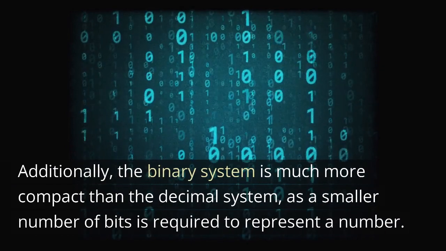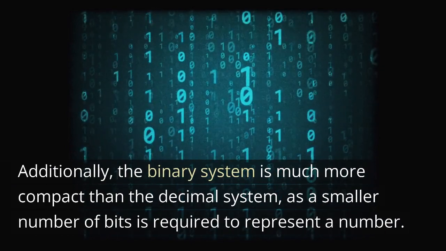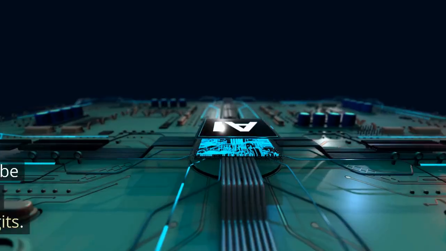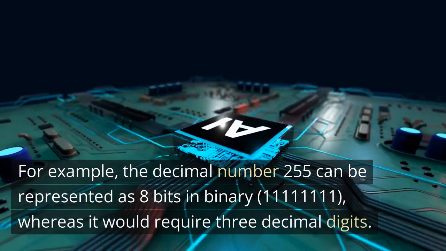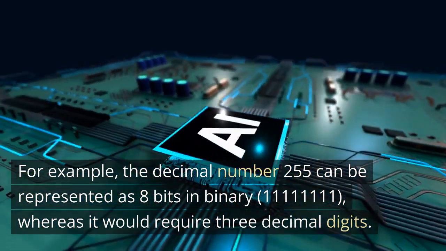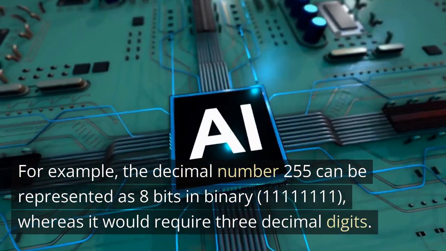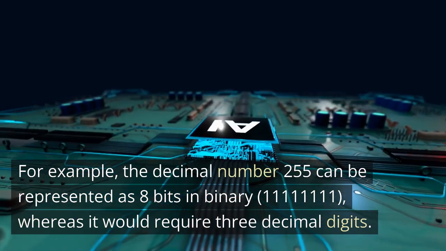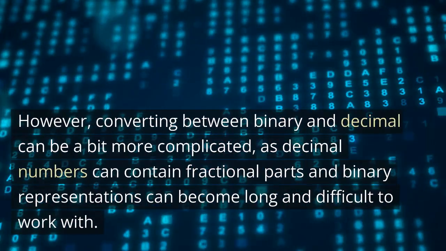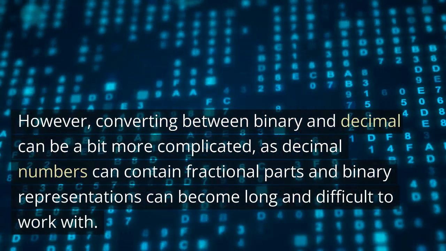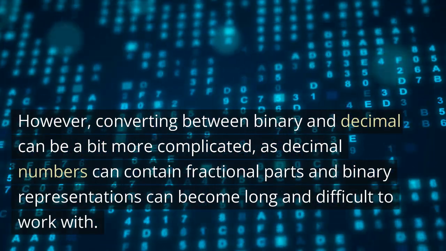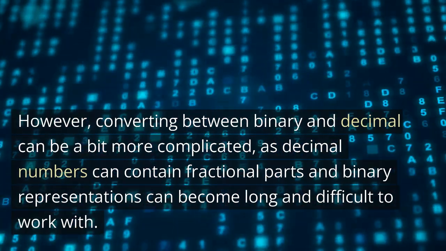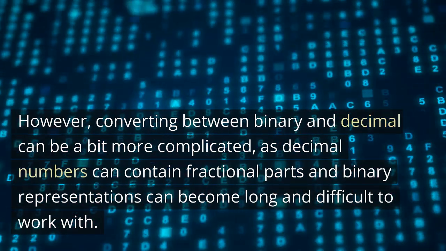Additionally, the binary system is much more compact than the decimal system, as a smaller number of bits is required to represent a number. For example, the decimal number 255 can be represented as 8 bits in binary, 11111111, whereas it would require 3 decimal digits. However, converting between binary and decimal can be a bit more complicated, as decimal numbers can contain fractional parts, and binary representations can become long and difficult to work with.